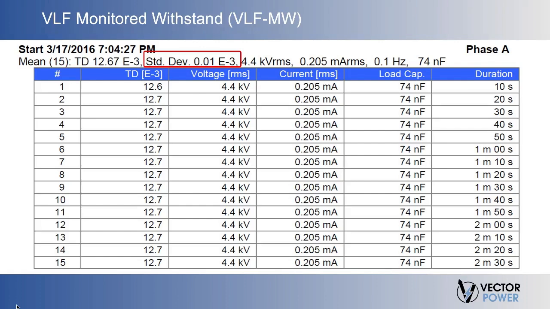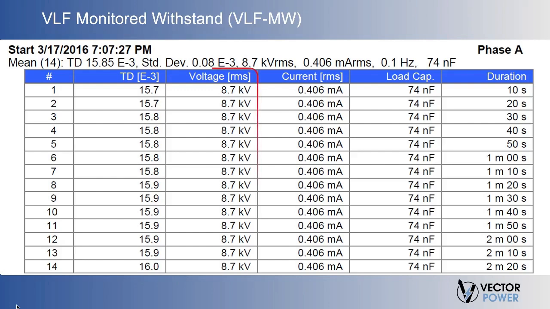Now remember, it's a unitless measurement. It's merely a ratio of two currents. But also, the 12.6 is to the exponent of -3. So it actually would be 0.0126. But again, very stable at the 1/2 U0 test voltage level.